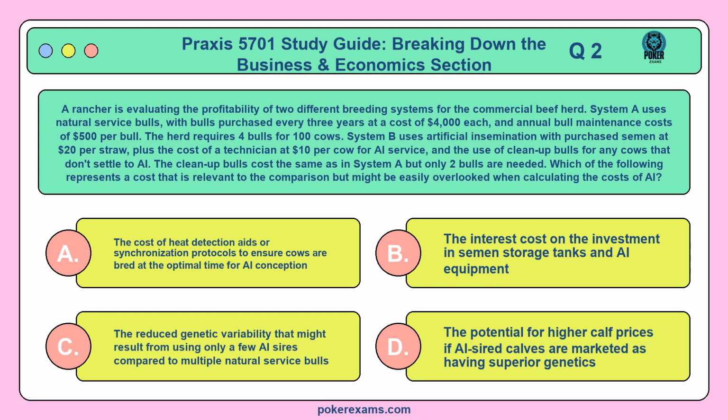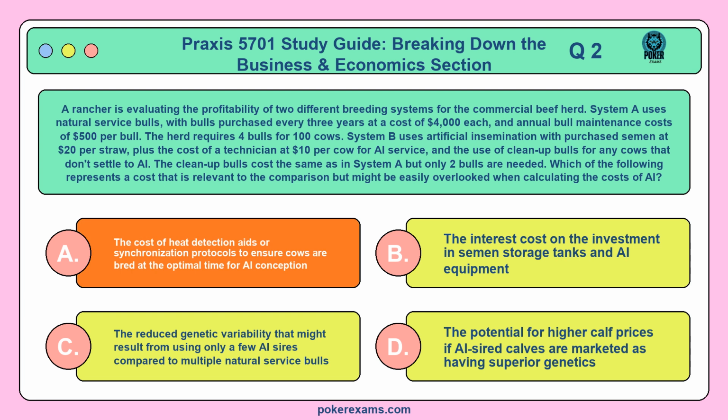System B uses artificial insemination with purchased semen at $20 per straw, plus the cost of a technician at $10 per cow for AI service, and the use of cleanup bulls for any cows that don't settle to AI. The cleanup bulls cost the same as in System A, but only 2 bulls are needed. Which of the following represents a cost that is relevant to the comparison, but might be easily overlooked when calculating the costs of AI?